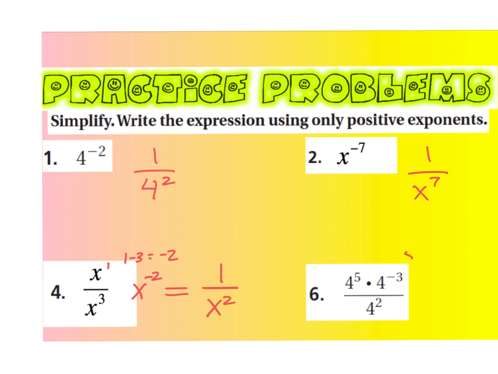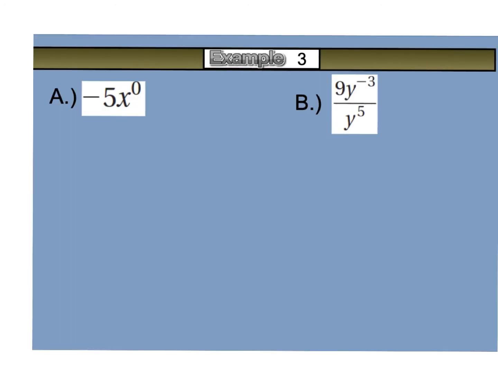Multiply these together, so 5 plus a negative 3, that gives us 2, so we have 4 squared over 4 squared. 2 minus 2 gives us 0, so 4 to the power of 0, our answer is 1. Any number to the power of 0 equals 1. Again, try these on your own, see how you do. Little bit tricky.